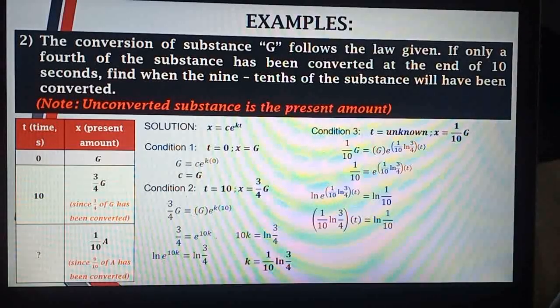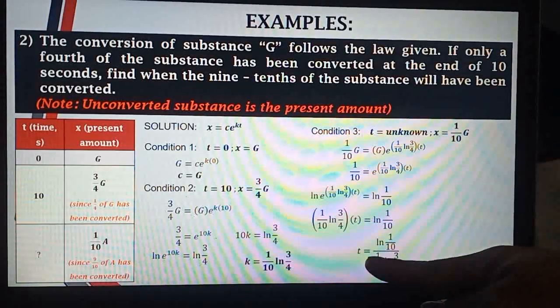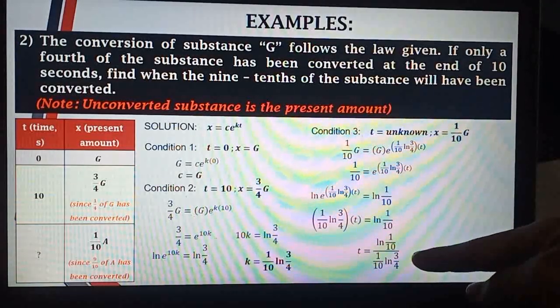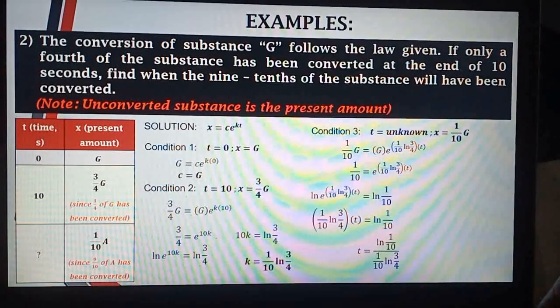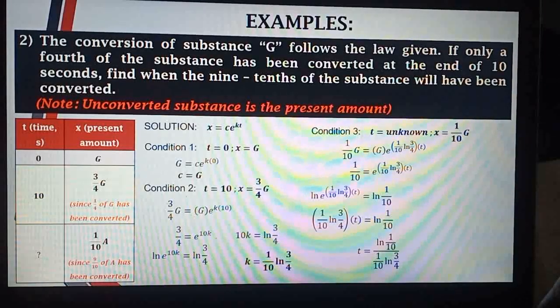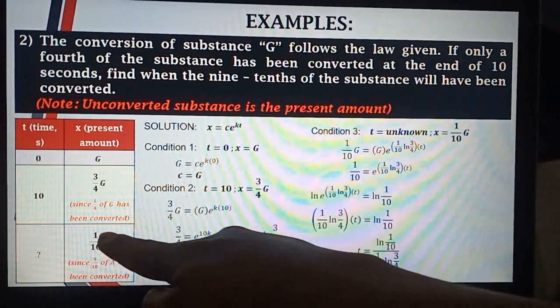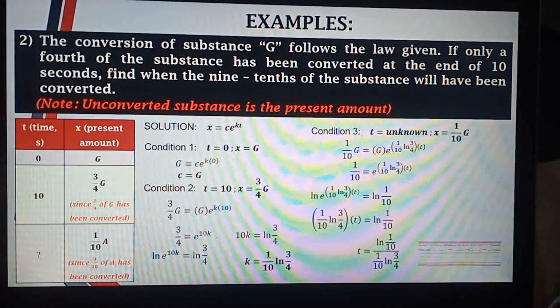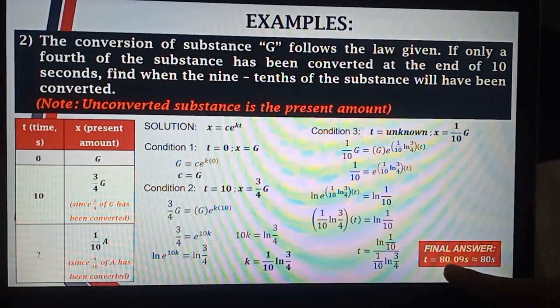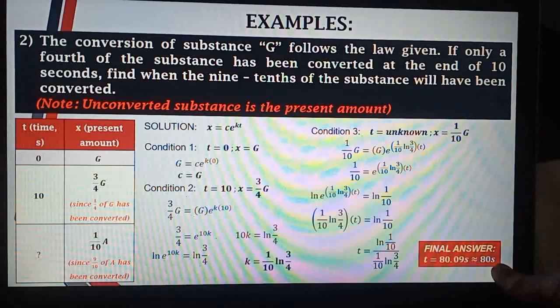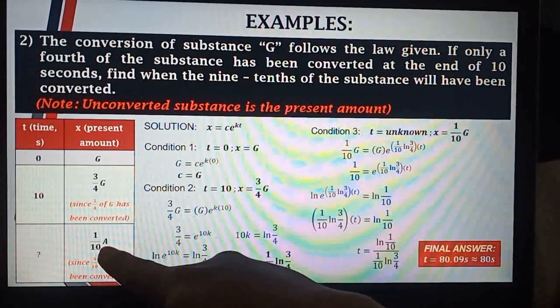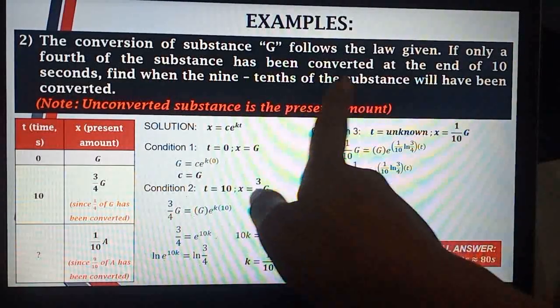So para makuha natin si time, i-divide natin siya dun sa kasama niyang coefficient. So t is equal to ln of 1/10 all over 1/10 ln of 3/4. So the value of our time, wherein 9/10 of the substance will have been converted, or should we say 1/10 of the amount G is the present amount, you will have time is 80.09 seconds, or approximately 80 seconds. So after 80 seconds, the amount of your substance G is 1/10, wherein 9/10 have been converted.